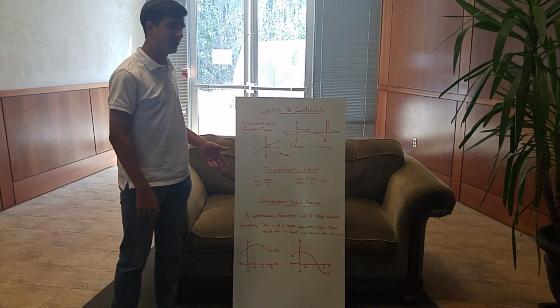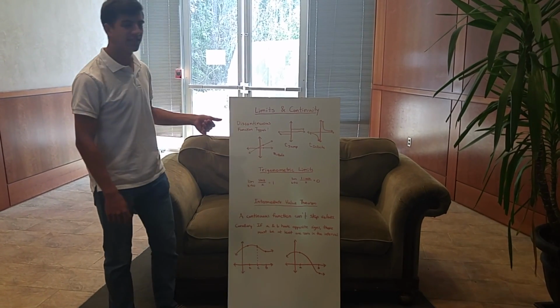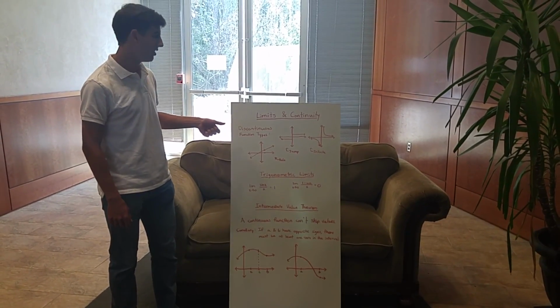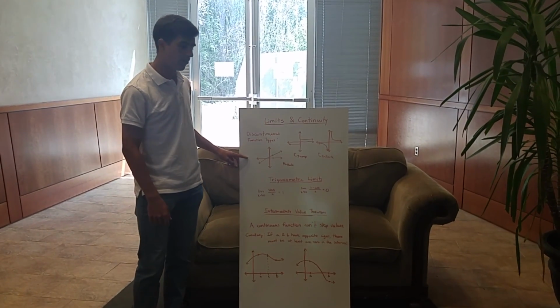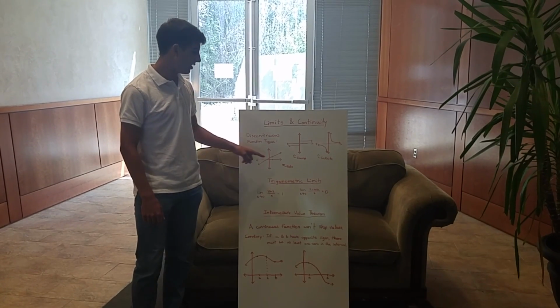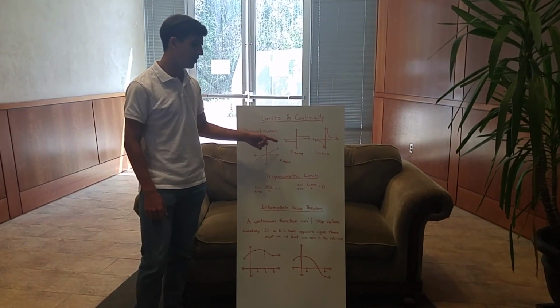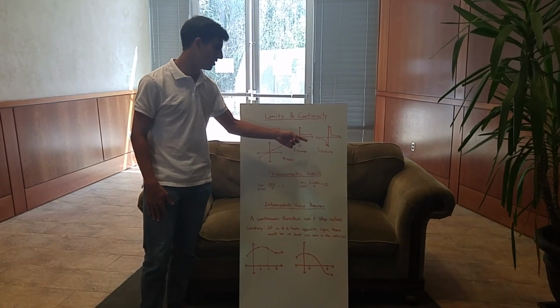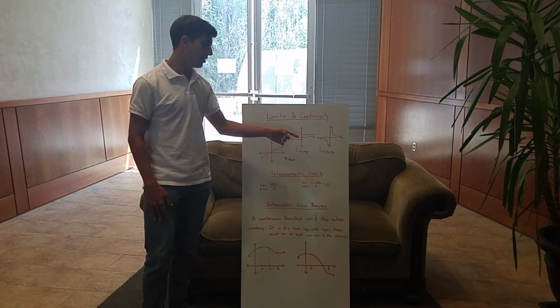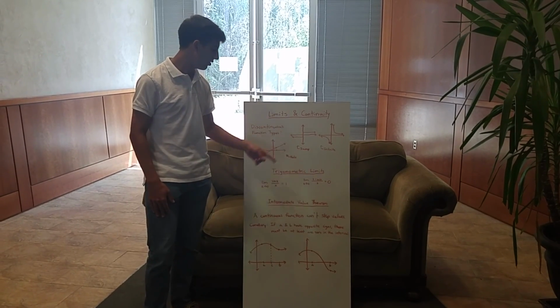Here are 3 more topics in limits that you guys should know. First is limits and continuity. There are 3 main types of discontinuous functions. The first is a hole, where one value is missing. The second is a jump discontinuity, where the function jumps up or down at a value. And the third is an infinite discontinuity, where the function goes infinitely up or infinitely down at a value.